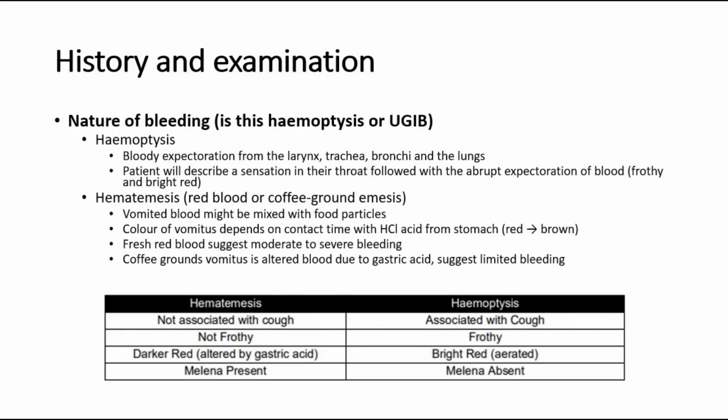For history and examination, ask the nature of bleeding. Is it hemoptysis or hematemesis? Hemoptysis means bloody expectoration from the larynx, trachea, bronchi and the lungs. Patient will describe a sensation in their throat followed with the abrupt expectoration of blood. Whereas hematemesis, vomited blood might be mixed with food particles. Fresh red blood suggests moderate to severe bleeding. Coffee grounds vomitus, as altered blood due to gastric acid, suggests limited bleeding.